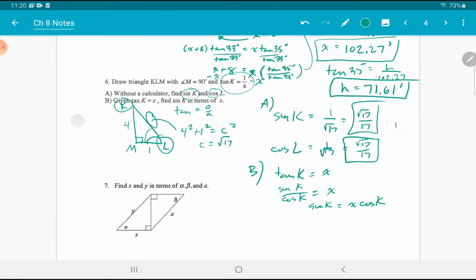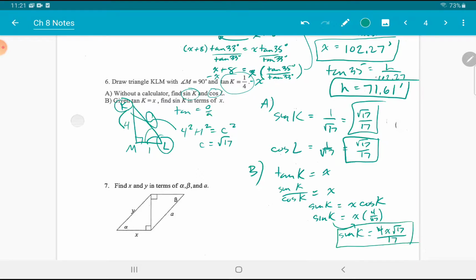Okay, and cosine of k, we can see that is the value of 4 over root 17, because that would be adjacent over hypotenuse. So sine of k is equal to x times 4 over root 17. Okay, and there we go. Sine of k is in terms of x. Notice how k is in terms of x, right? And so just simplifying this, sine of k is equal to 4x root 17 over 17 once we rationalize it, just like that.